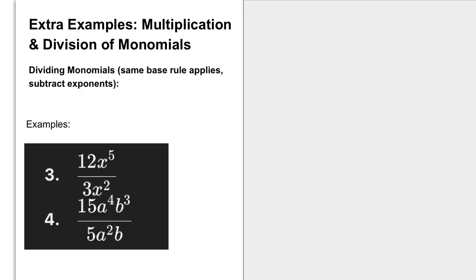Again, this looks like complicated multiplication and division of monomials. When dividing monomials, the same base rule applies, and we subtract the exponents. Okay, let's see if we can do this. All right, third example: 12x raised to the 5th power divided by 3x to the 2nd power. Again, I'm going to come back to how we organize the information, how we separate things and then put them back together. So let's go ahead and do that.